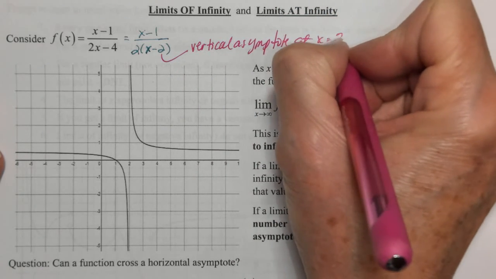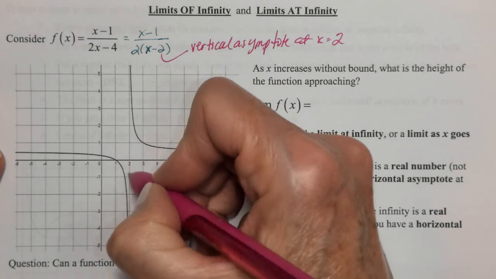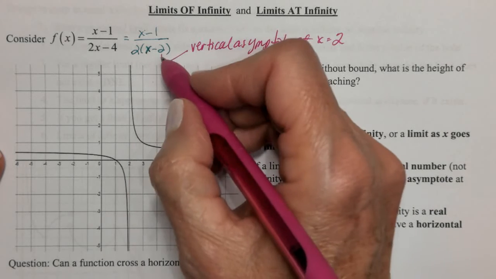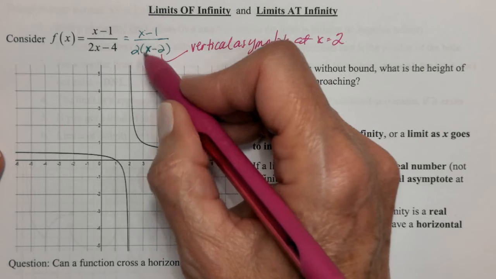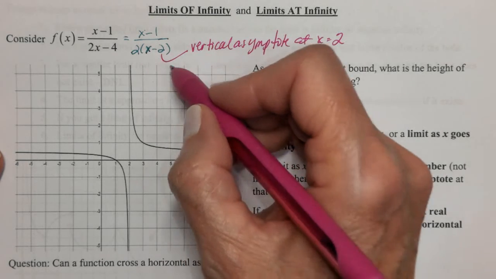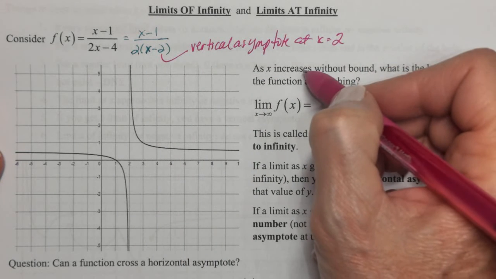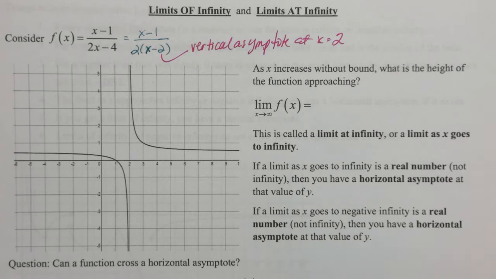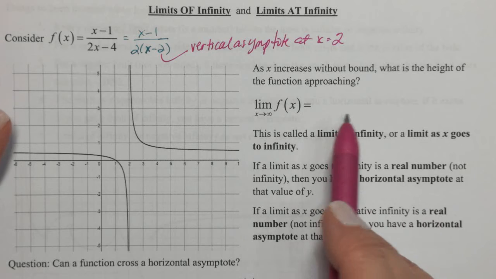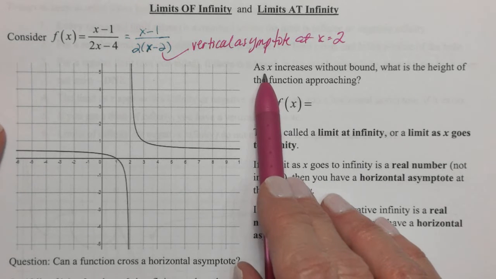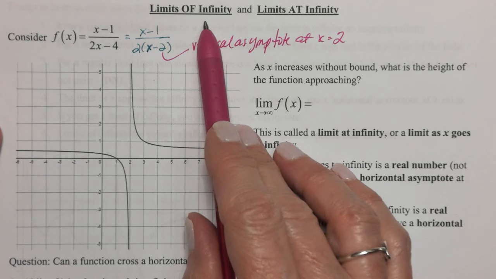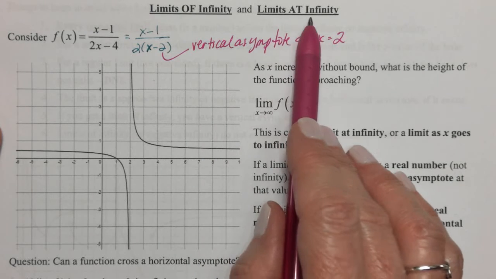At x is equal to 2, we see that vertical asymptote here. So if there is no hole, the factor that remains will give you a vertical asymptote. Sometimes more than one vertical asymptote is in a function. All right, so we're going to be talking about limits of infinity and limits at infinity.